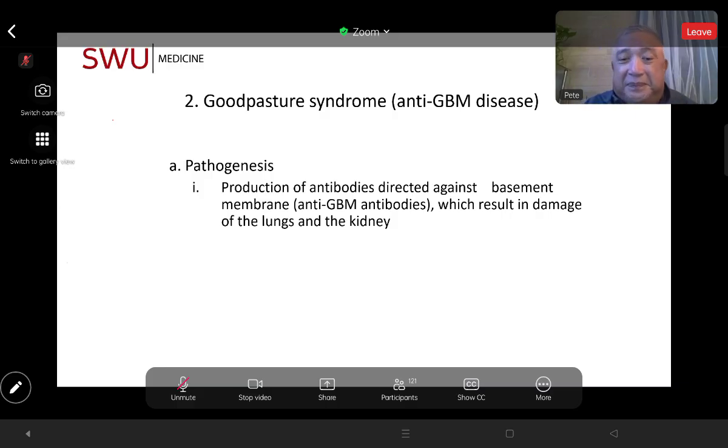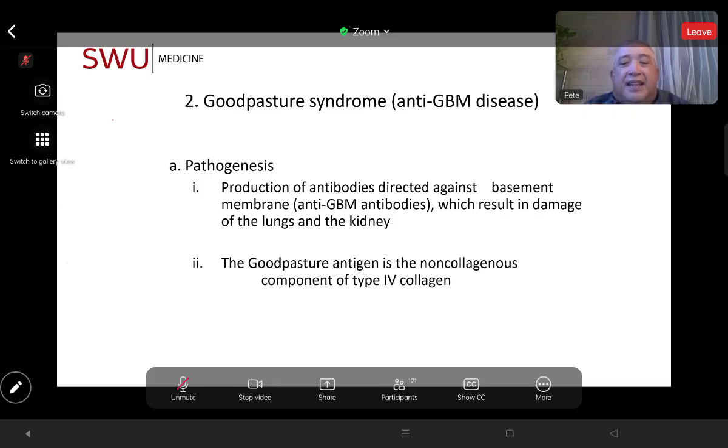Do you follow me? Can I move on? Okay. Now, Goodpasture's antigen is a component of type 4 collagen. So again, this is important. Anytime that you see anti-GBM antibodies, you're dealing with Goodpasture's syndrome.